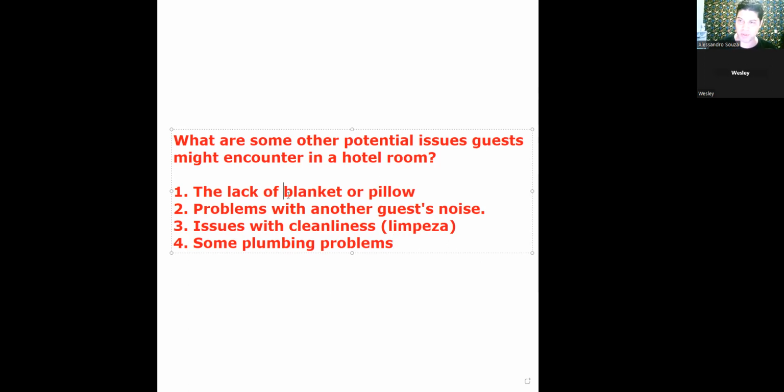Those are potential problems or issues you can encounter in a hotel room. The lack of blanket or pillow, falta de cobertura ou travesseiro. Problems with another guest noise, problemas com o barulho de algum outro hóspede. Issues with cleanliness, problemas com a limpeza. Some plumbing problems, alguns problemas com encanamento. Tipo, uma pia que tá pingando a noite inteira e você não consegue dormir. Ok, good.